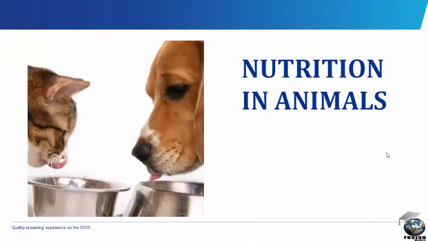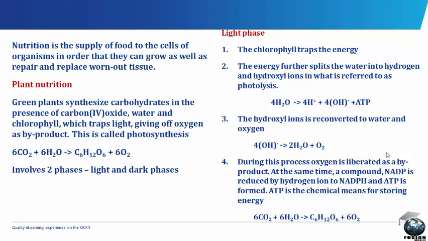Nutrition in animals. Nutrition is the supply of food to the cells of organisms in order that they can grow as well as repair and replace worn-out tissues. We have two types of nutrition: plant nutrition and animal nutrition.